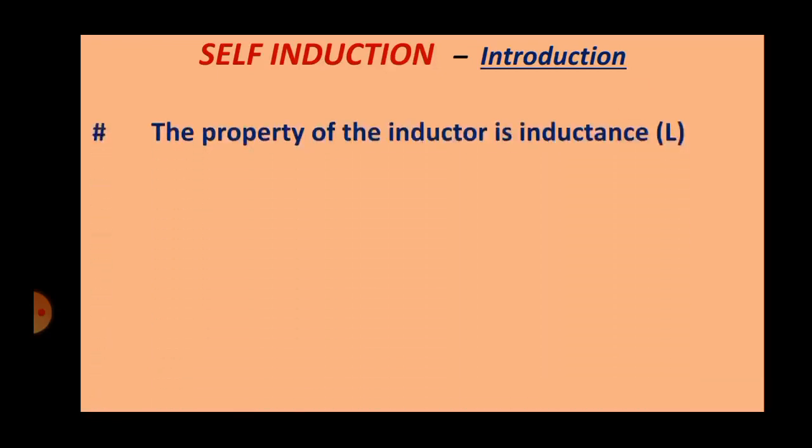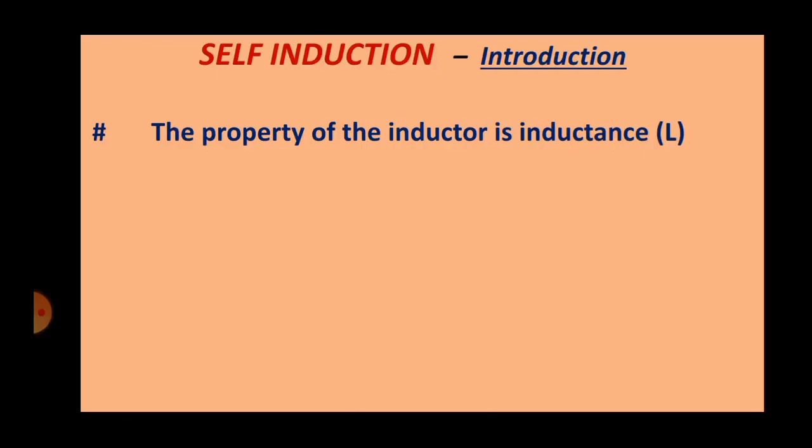Let's see self-inductance. First of all, tell me what inductors are. An inductor is a device. The property of an inductor to produce an opposing induced EMF when the current flowing through the coil changes is called self-inductance. The property of the inductor is inductance.